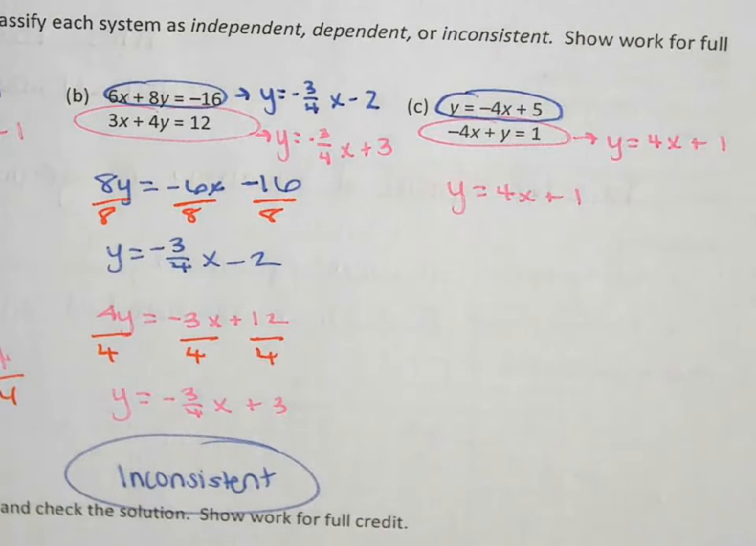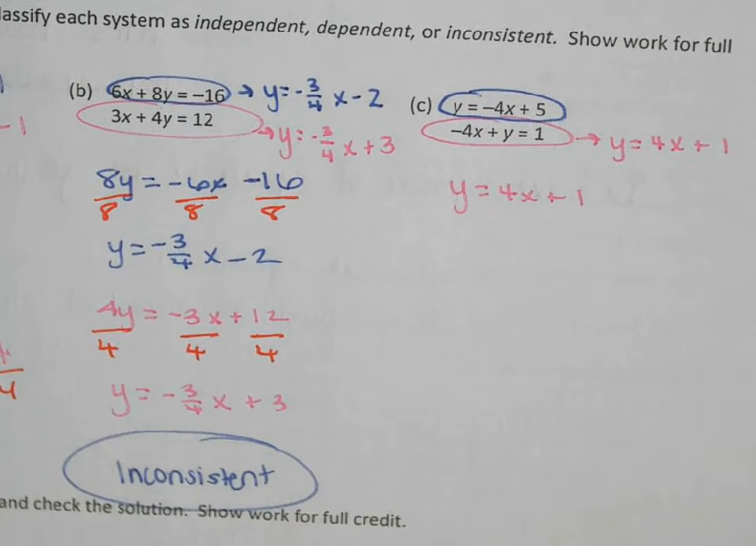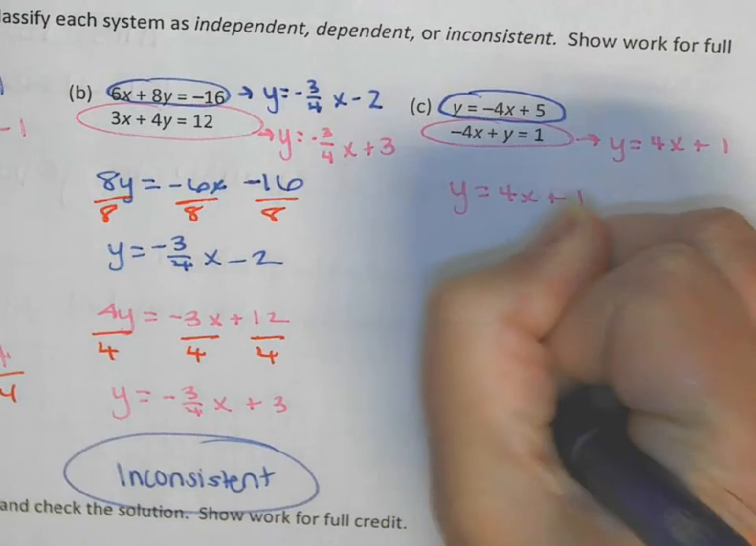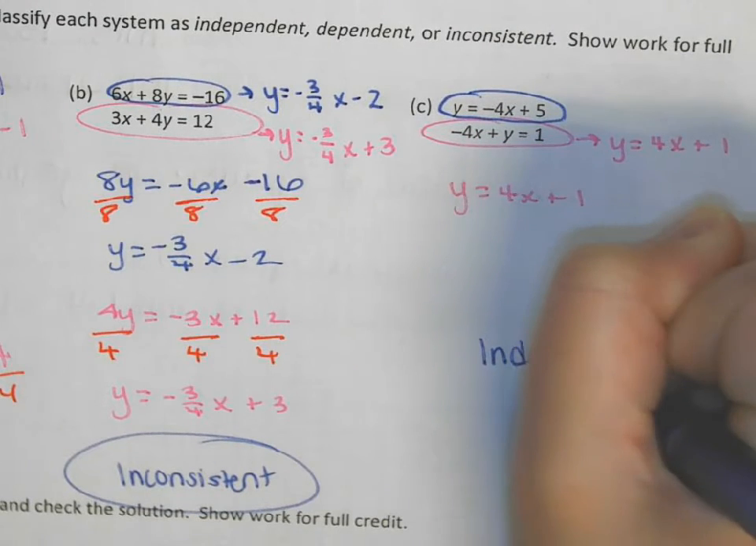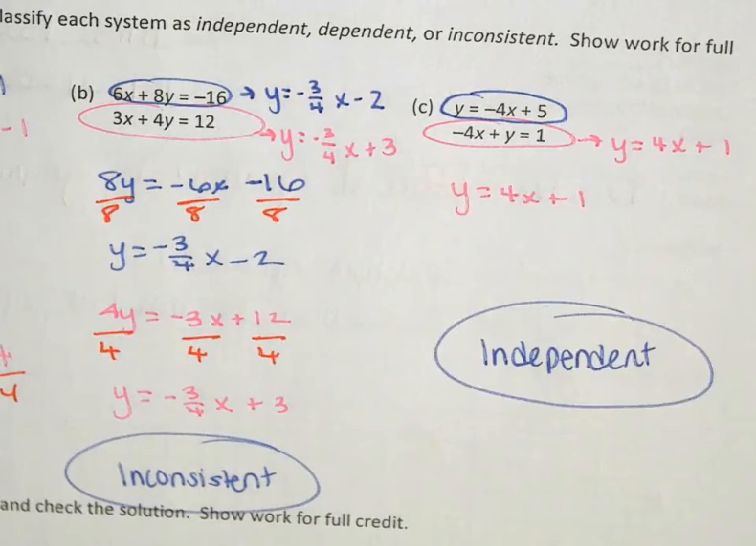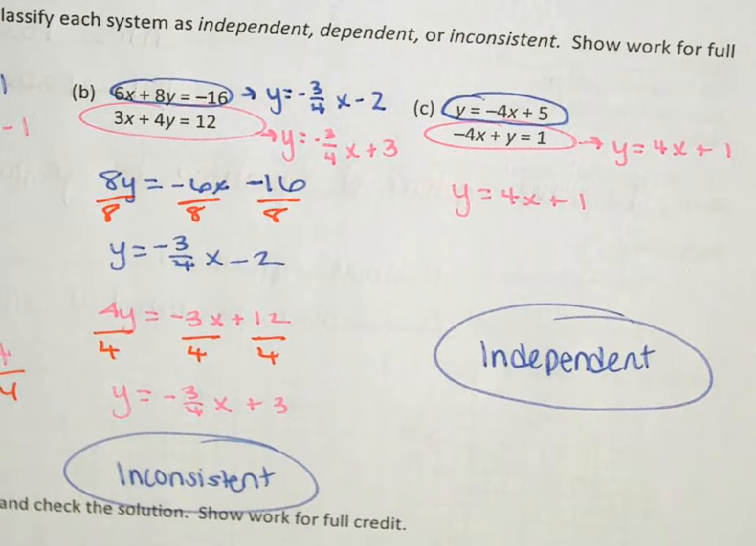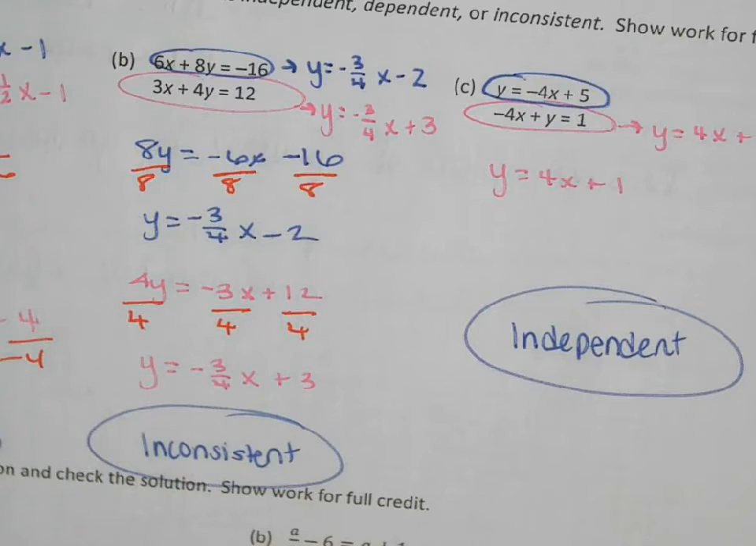What do you notice about these two? The slopes are different. Don't get confused if you have opposite slopes. Those are still different slopes. If they're opposite, those are 2 different values. They're 2 different numbers. This one's a negative 4x, that's a positive 4x. They have different slopes. So what kind of system? Independent. All right, that's that type of problem.